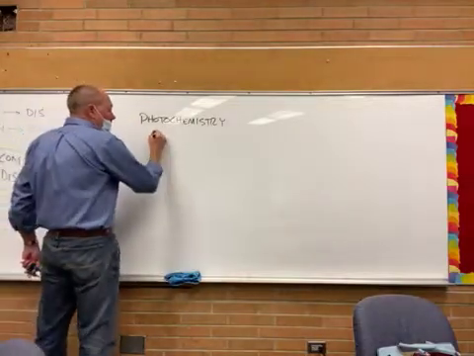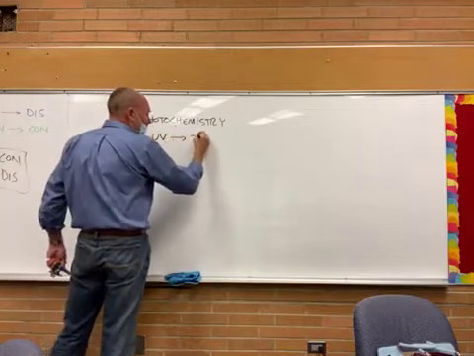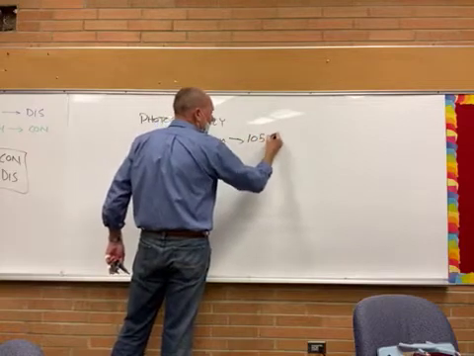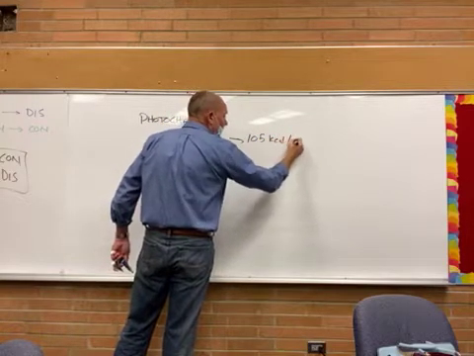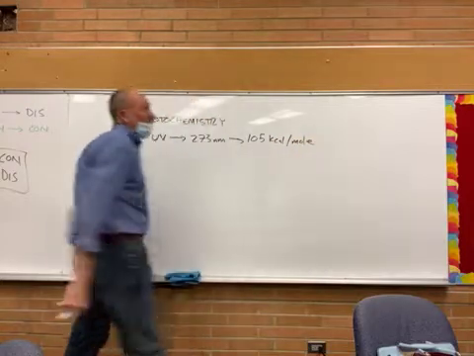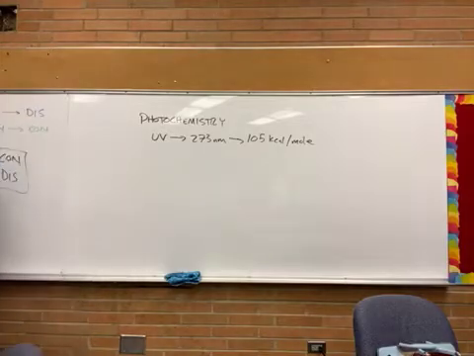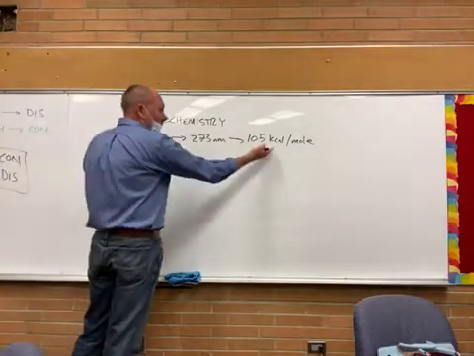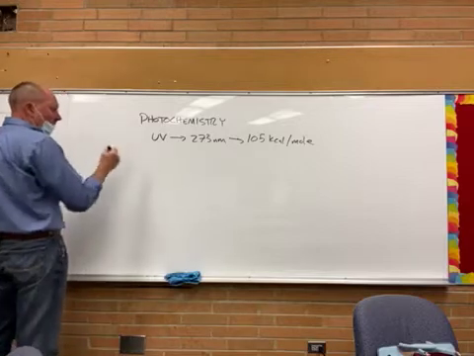If I'm in the UV region at about 273 nanometers, that translates to about 105 kilocalories per mole. That's a lot of energy. Okay, that's a lot of energy. So what happens with these systems is we can take a lot of energy and pack it into a molecule by exciting the pi bonds.